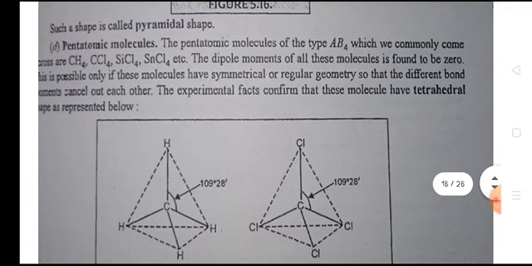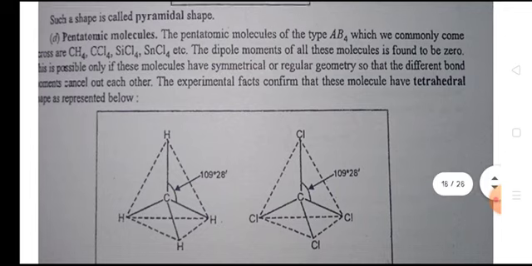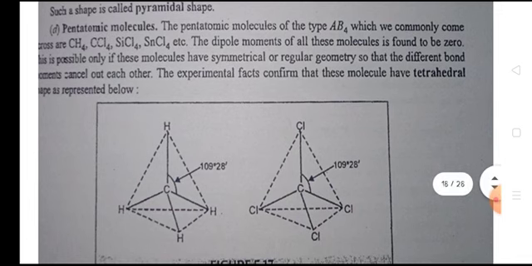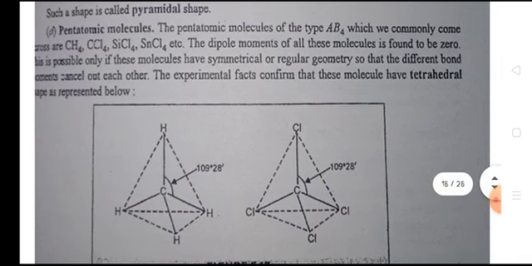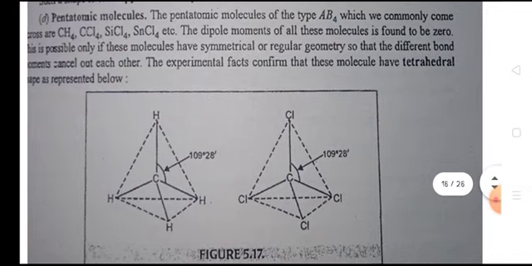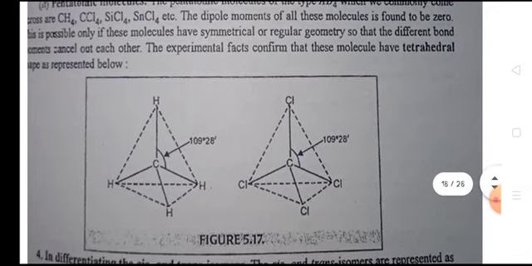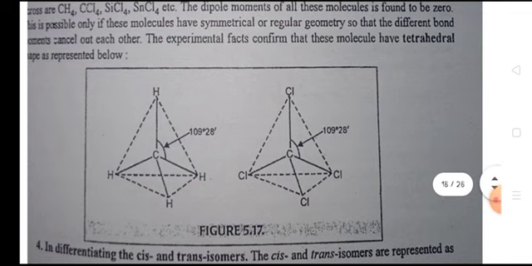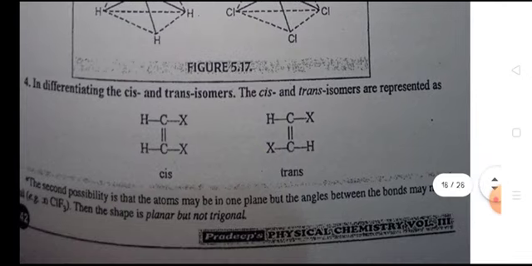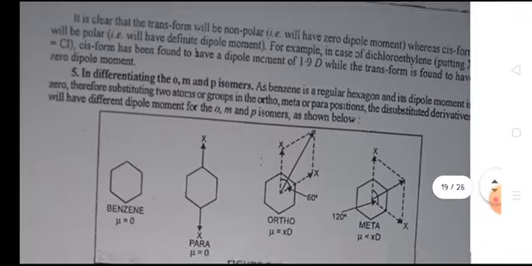Pentatomic molecules of AB4 type, which we commonly see as CH4, CCl4, etc. The dipole moment of all these molecules is found to be zero. This is possible only if the molecules have symmetrical or regular geometry so that the different bond moments cancel out each other.